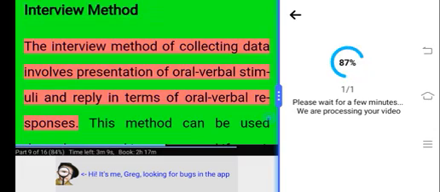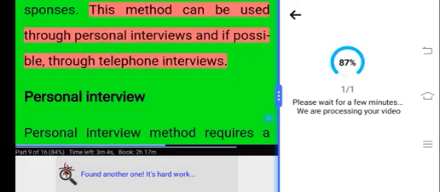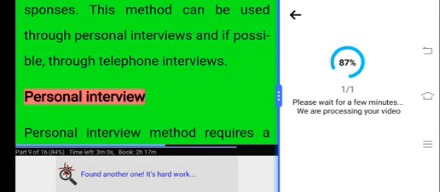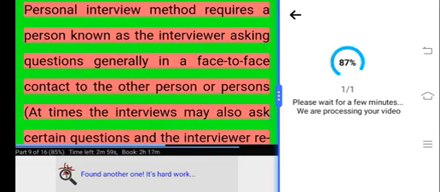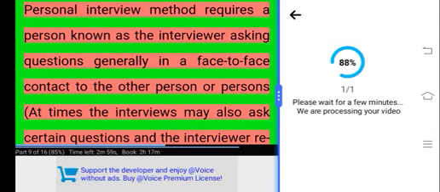Interview method. The interview method of collecting data involves presentation of oral-verbal stimuli and reply in terms of oral-verbal responses. This method can be used through personal interviews and, if possible, through telephone interviews. Personal interview. The personal interview method requires a person known as the interviewer asking questions, generally in a face-to-face contact, to the other person or persons. At times the interviewee may also ask certain questions and the interviewer responds to these, but usually the interviewer initiates the interview and collects the information.